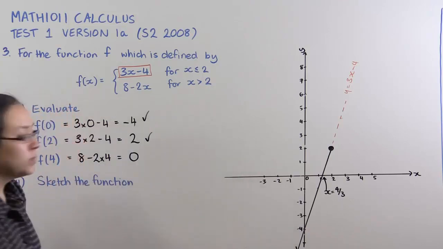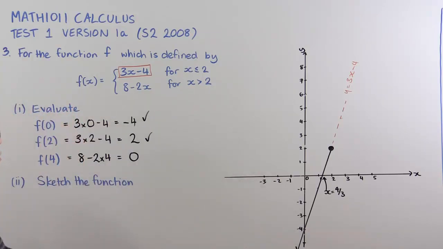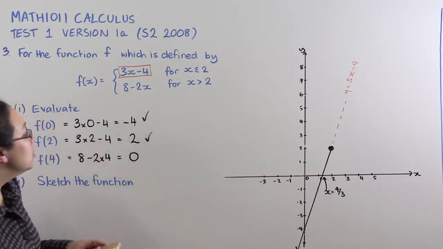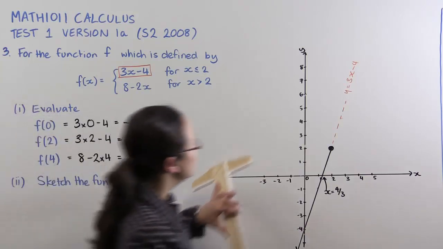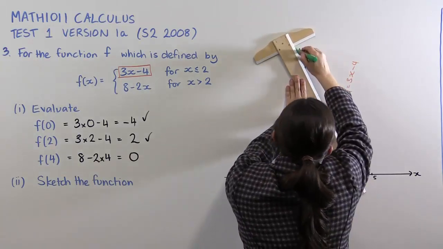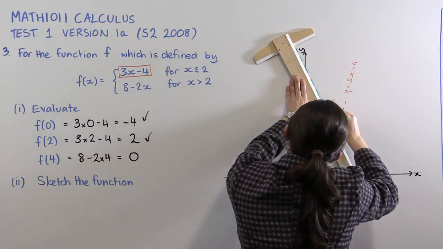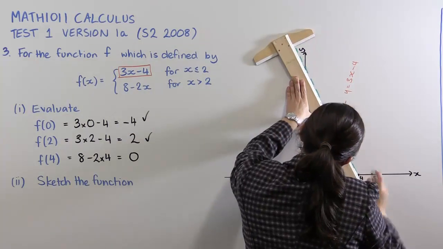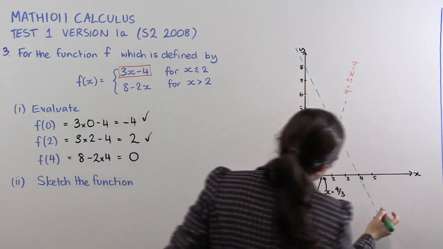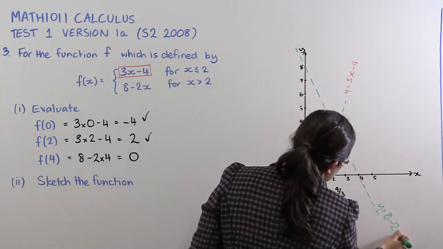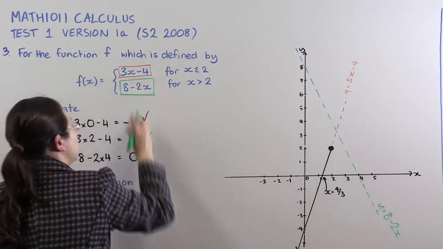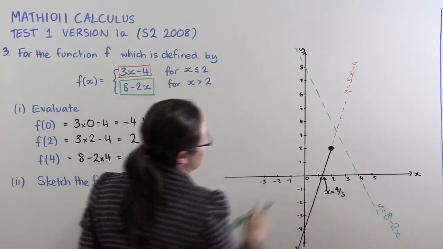Okay, now for the other side, we want 8 minus 2x, but we only want the section when x is bigger than 2. So what does 8 minus 2x look like? Well, it's got a y-intercept of 8 and a gradient of minus 2, or a y-intercept of 8 and an x-intercept of 4. That helps. So our graph is going to come down here, this straight line. So this is the graph 8 minus 2x, and you can just join the 8 and the 4.